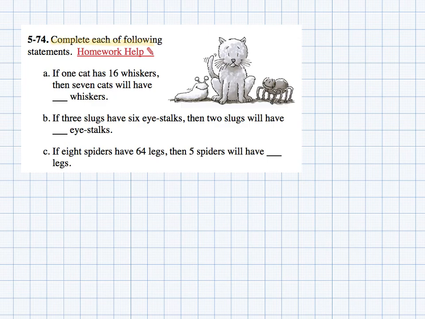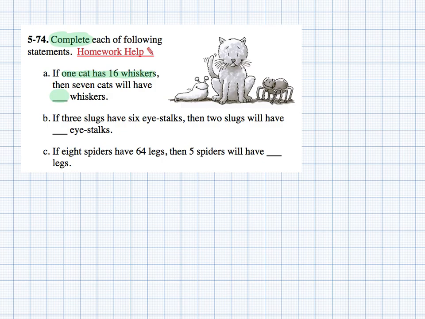Complete each of the following statements. If one cat has 16 whiskers, then 7 cats will have blank whiskers. So the blank is what we need to find. So we are to complete the blanks, so that's what it says, complete. And in example A, we have missing whiskers. So what are we given? One cat has 16 whiskers, then 7 cats.